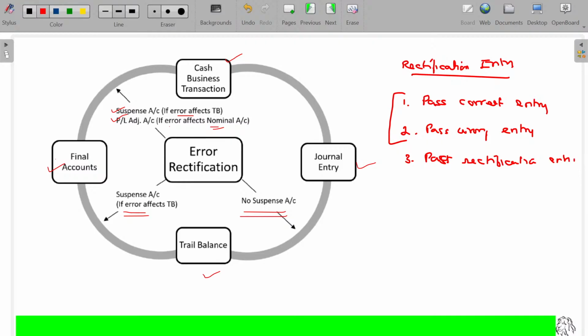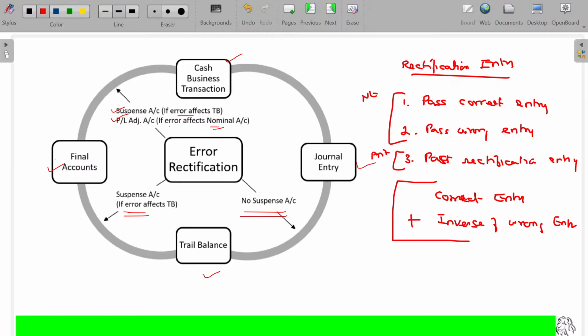These two are only working notes. This one will be your solution. So these two are not required once you become master; the first 2 steps are not required. Until that time, you pass the correct entry for the transaction, and then pass what you have done, which will be called the wrong entry. Now you have to go for the correct entry, that means the rectification entry: the correct entry, and add the inverse of the wrong entry.